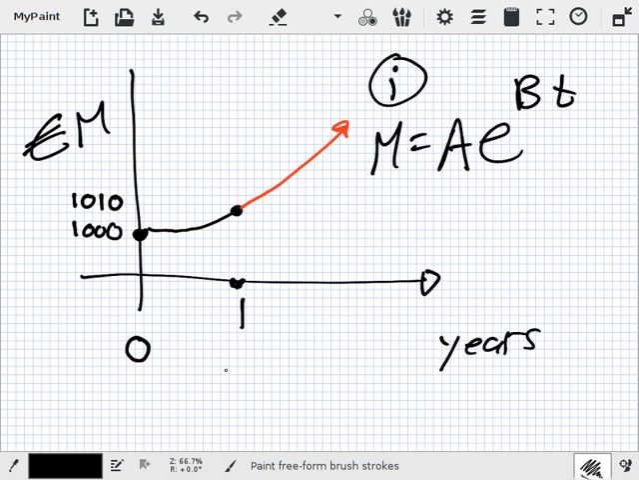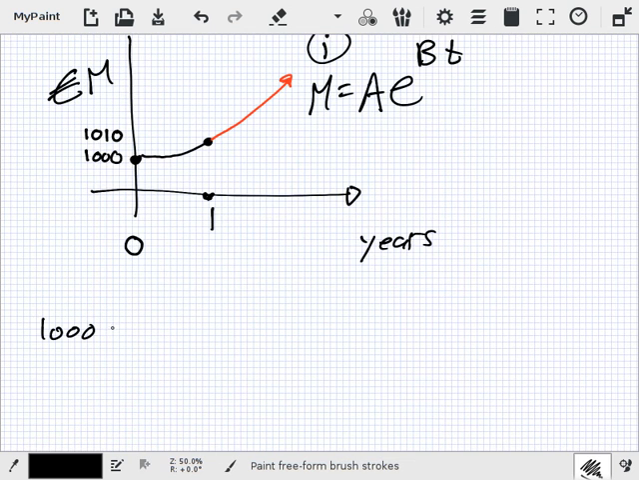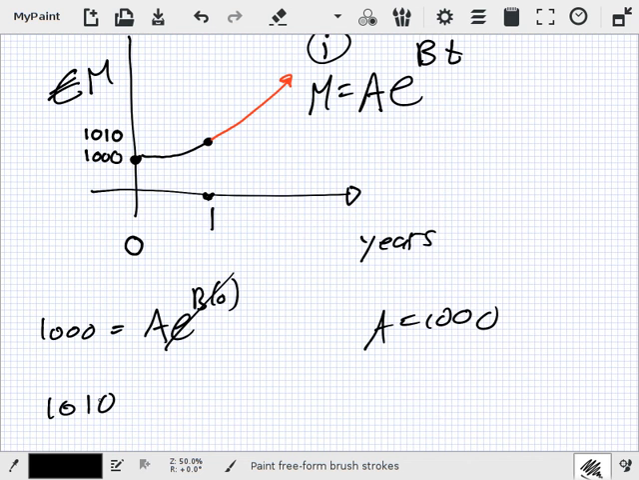Got that, guys? I think you should have the A by now. If you sub in the first value, you get 1,000 equals A e to the B power 0. So what's the A? 1,000. Now if you sub in the second value, 1,010 equals A e to the B t, and what's the t? 1. Okay, so how do I get the b here?